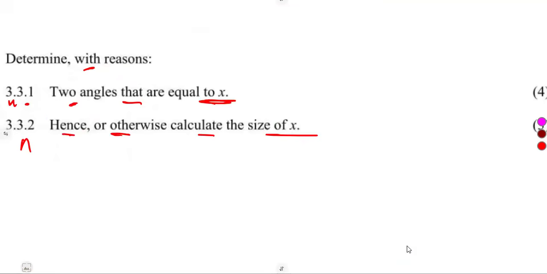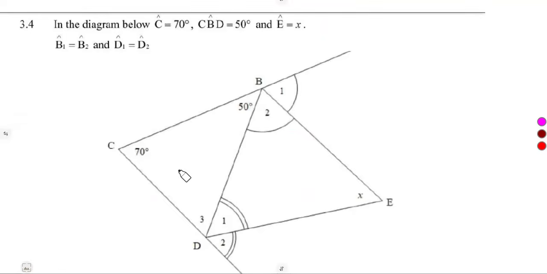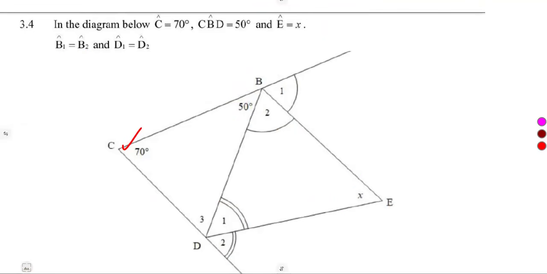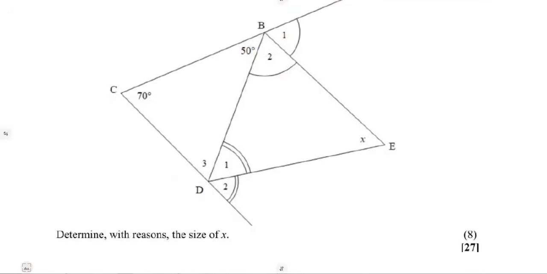Just like that. And in the other section, we are given 3.4. In the diagram below, there are angles that are given. The angle at C, angle CBD, which is 50 degrees, the angle at E, which is X, and also angle B1 is equal to angle B2. These two are equal. D1 and D2 are also equal. So from that, the question is determine with reasons the size of X. 8 marks. Size of X.